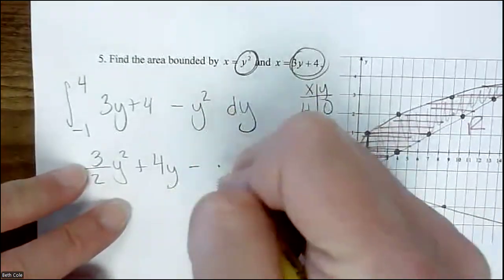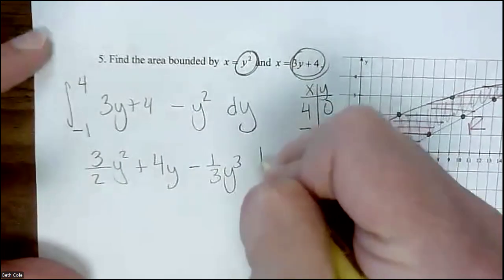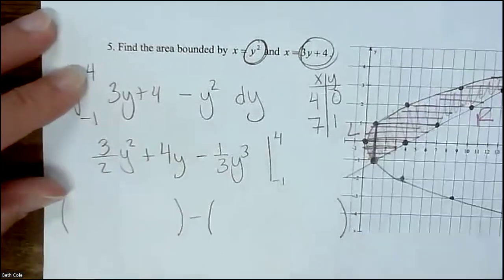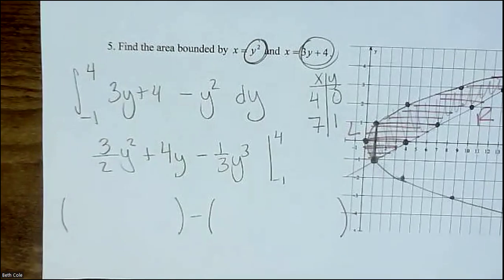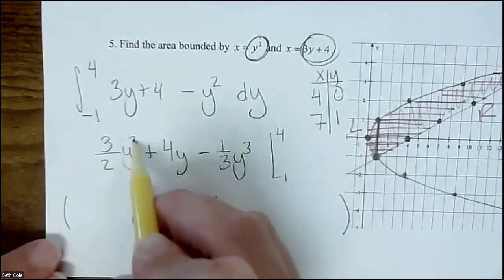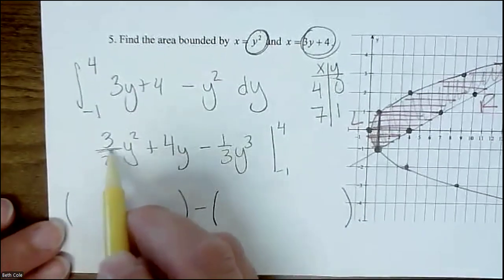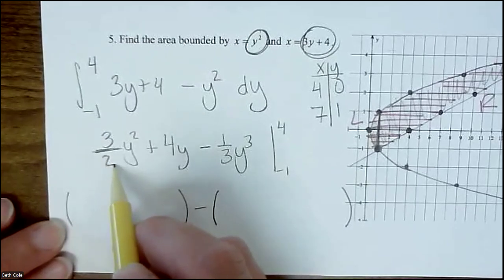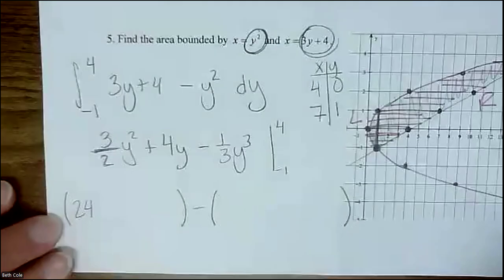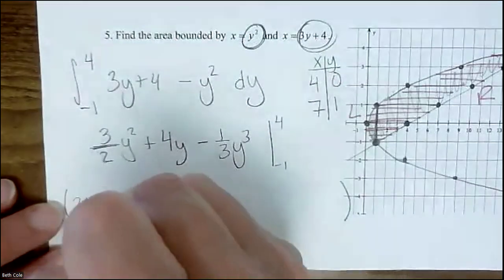All right, minus 1/3 y cubed. Perfect. Such that -1 to 4. We're going to do upper minus lower, and I'll see how messy this is. If it's not too bad, we'll keep going. If it's an absolute disaster, then we'll stop. So upper boundary, if you plug in 4 squared, 16. I would divide that by 2. 16 divided by 2, 8 times 3, 24. Okay, this isn't so bad so far.